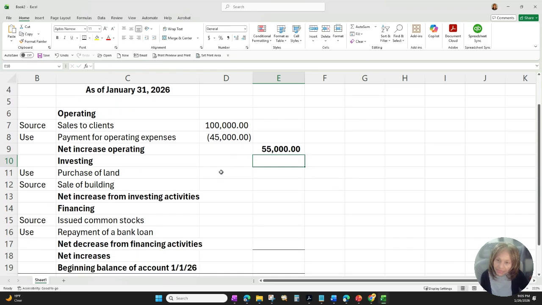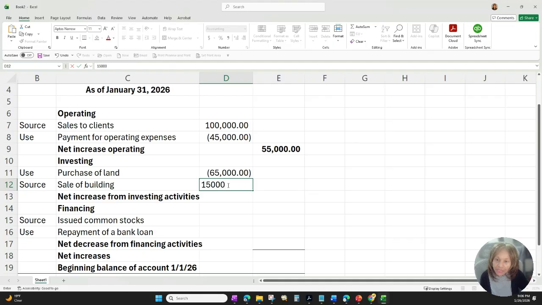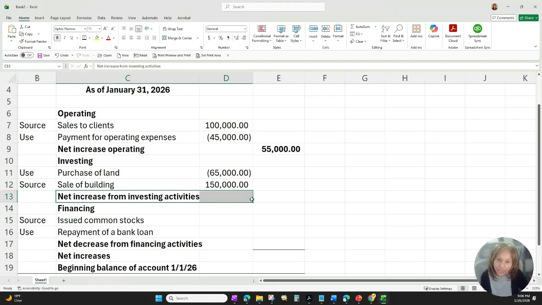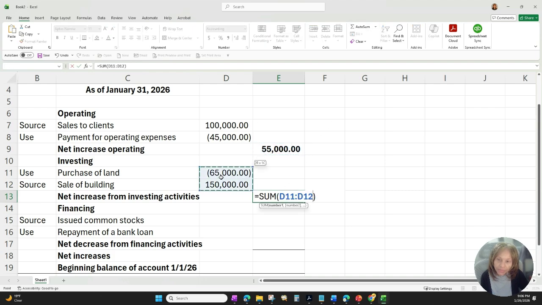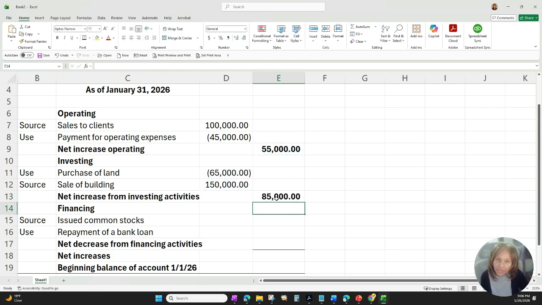Now in the investing activity side, the purchase of land represents an outflow of cash. And we are going to pretend that the company purchased land for $65,000. However, it brought money in from the sale of a building at $150,000. Therefore, the net increase from investing activities is going to be $85,000.